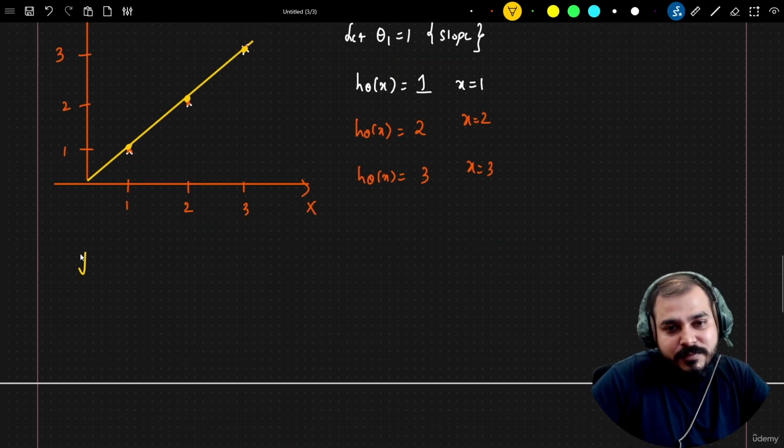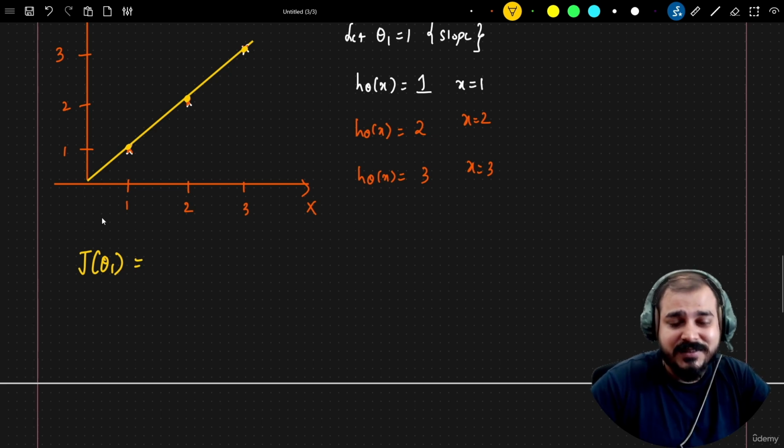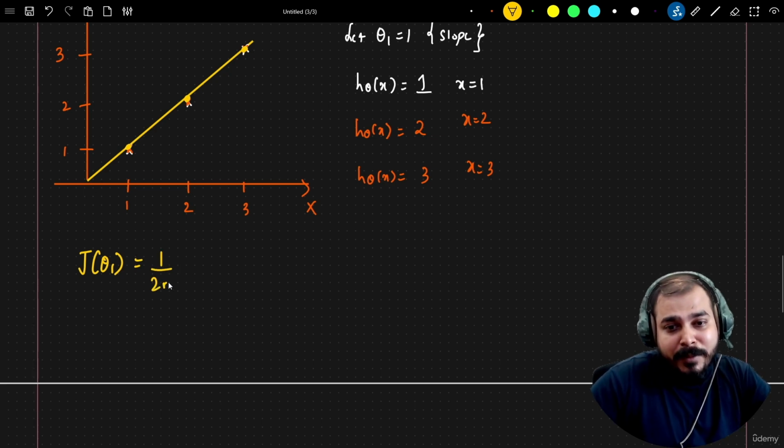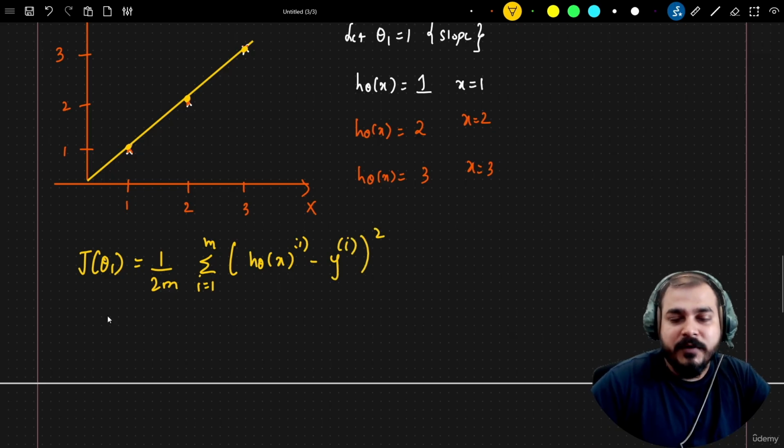My cost function is very simple. I will write J(theta 1), because theta 0 is 0, right? It is passing through the origin. So I will write 1 by 2m summation of i equal to 1 to m, and here I will say h theta of x(i) minus y(i) whole square, right?